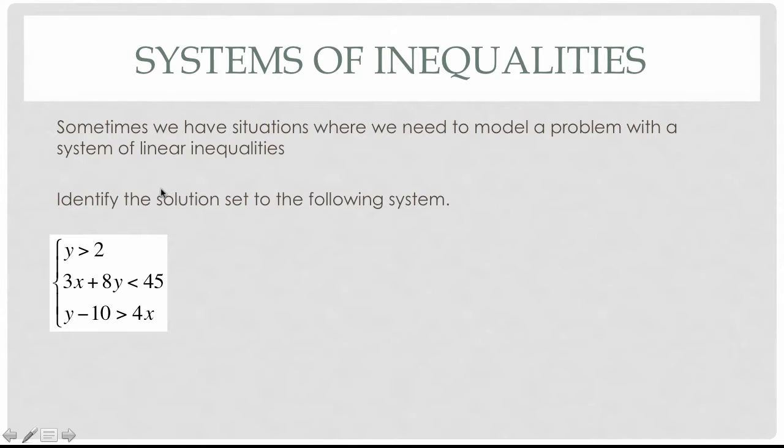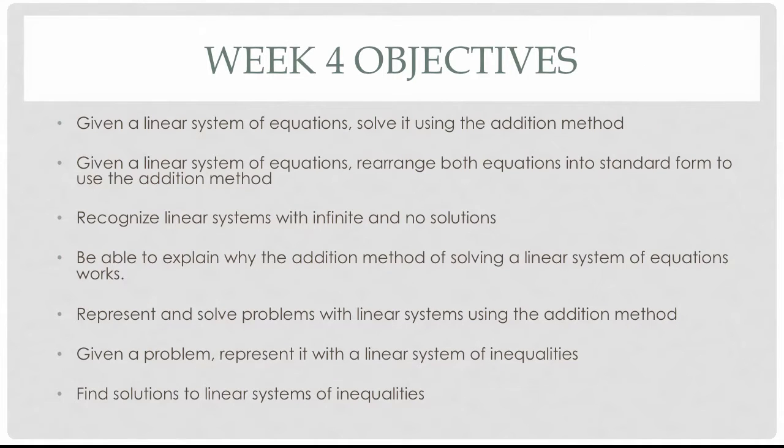So here we go. We've got a system of inequalities, 3 of them. y is greater than 2, 3x plus 8y is less than 45, and y minus 10 is greater than 4x. And these are all 3 constraints. I want to know, what are all the points, all the x and y values that make all 3 of these true?